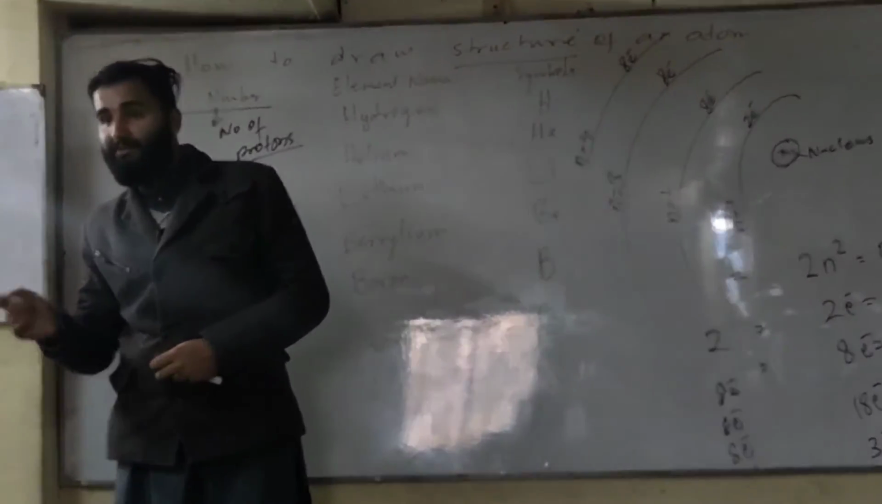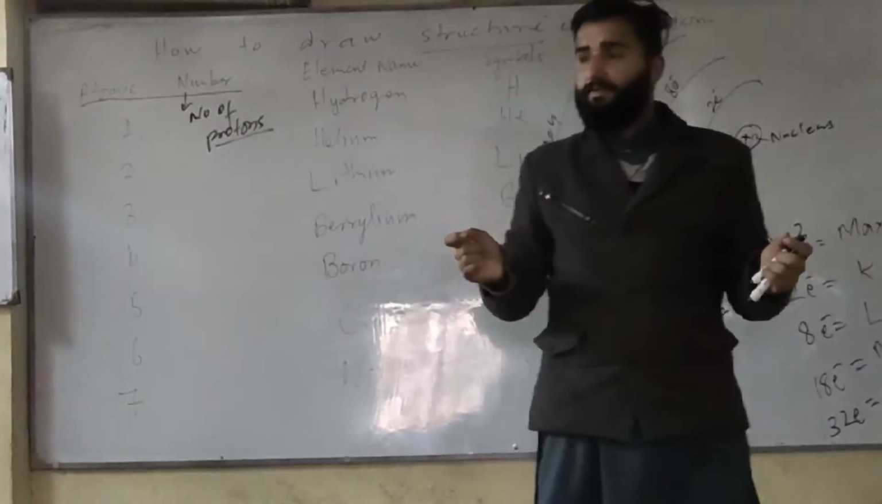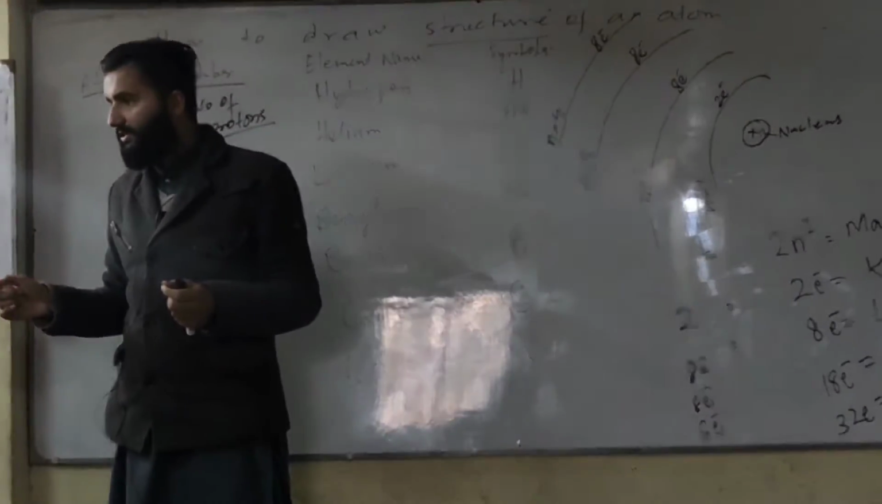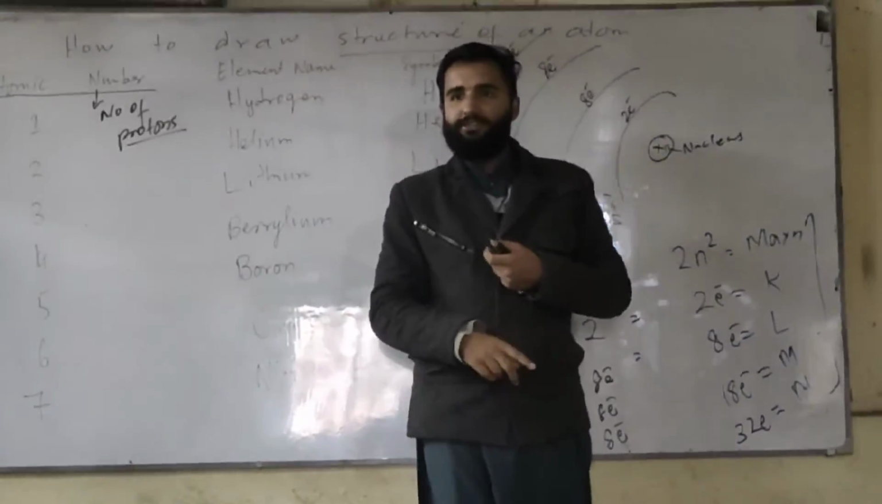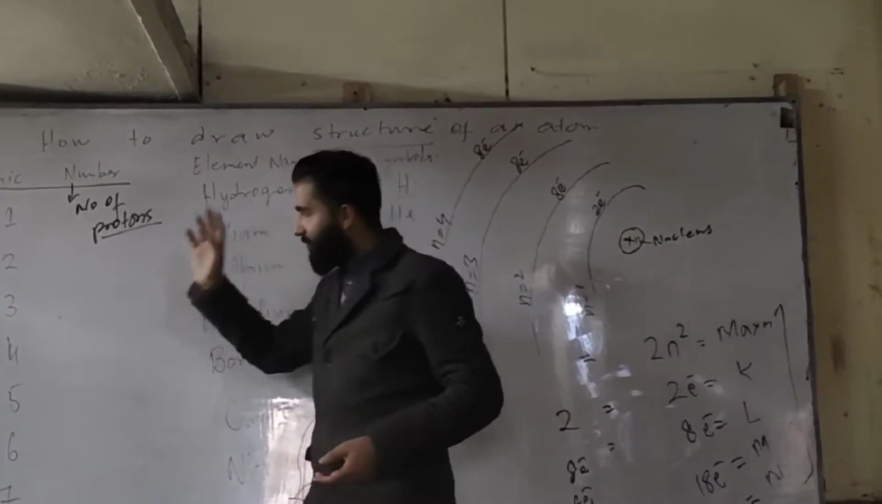Each element has a different number of protons. In hydrogen the number of protons is 1, in helium it is 2, in lithium it is 3, in beryllium it is 4.